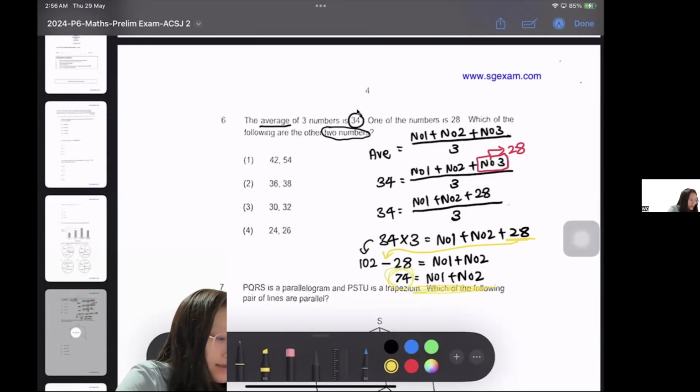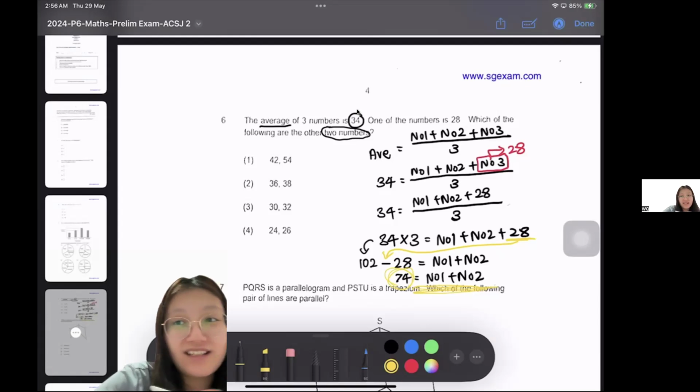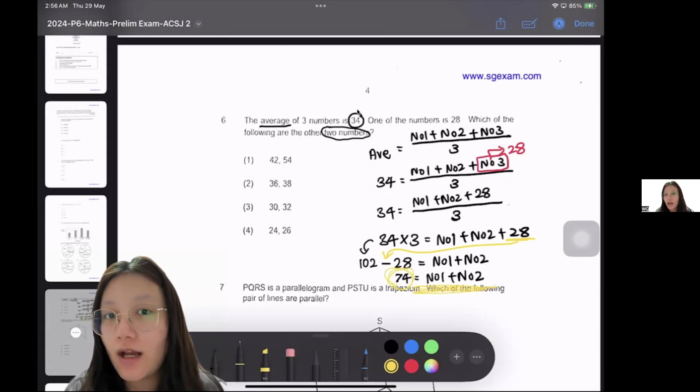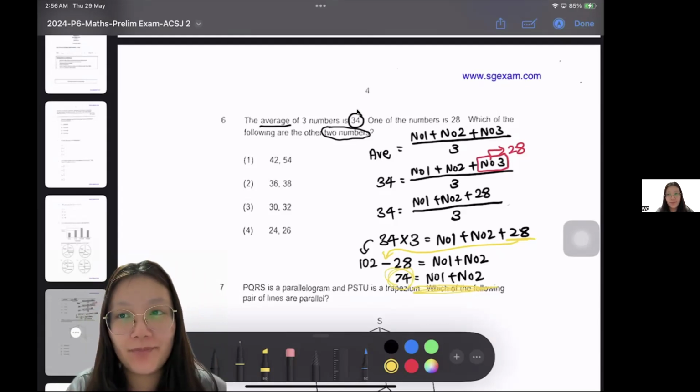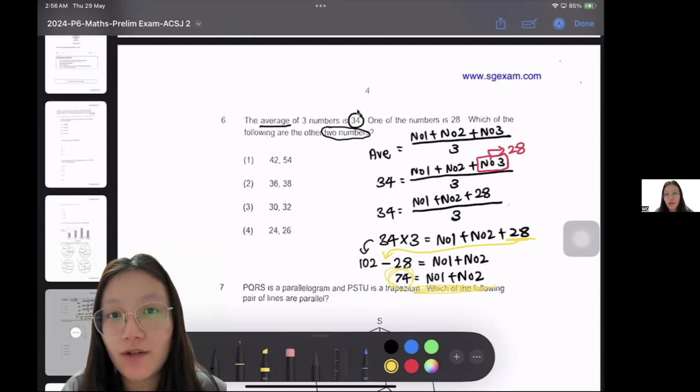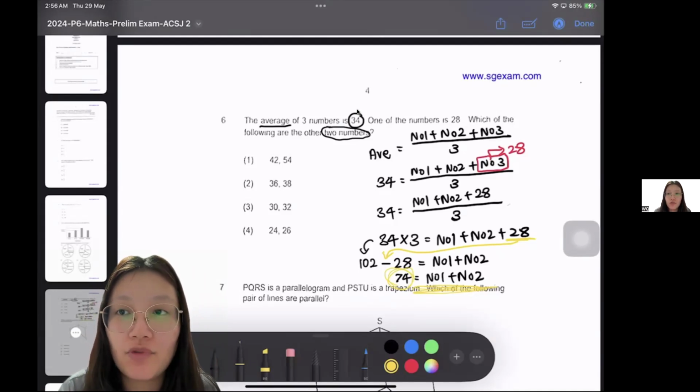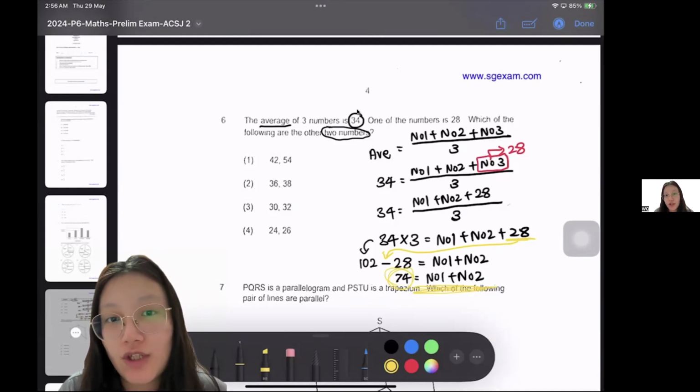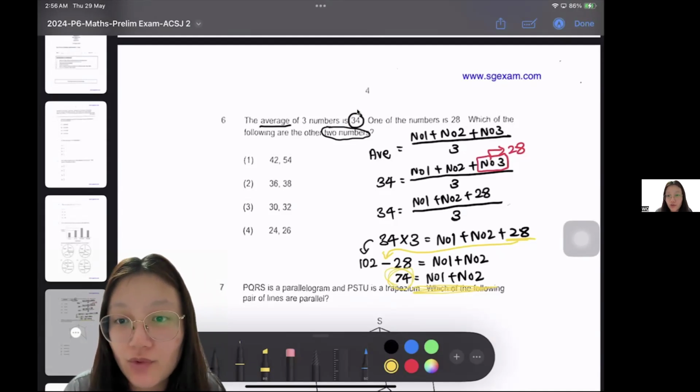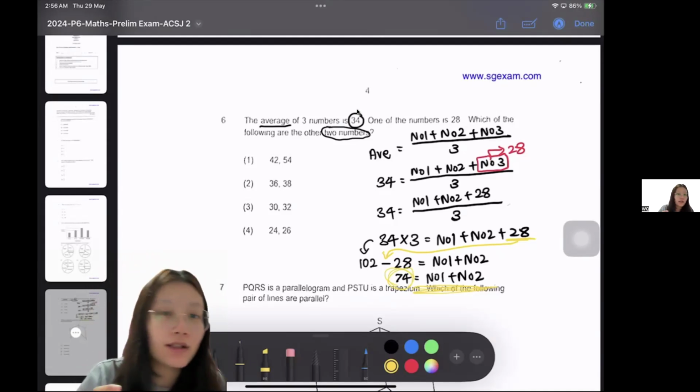So the answer is supposed to be the two numbers, because they're asking which of the following are the two numbers. You have number 1 plus number 2, the sum. So you need to find out of all of them which one the sum equals 74. That's the only way you can find it, because you can't find the individual numbers. So you need to use a different way, which is basically to add the two numbers. Do you get 74? Because if you get 74, it matches the equation that you just found.